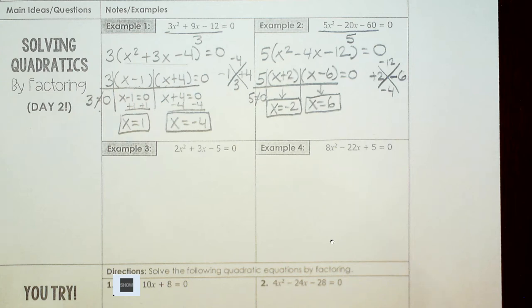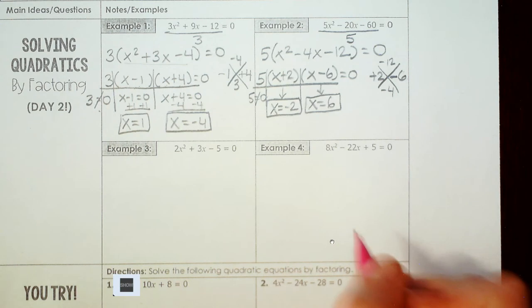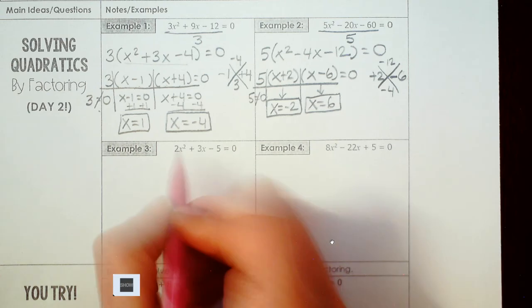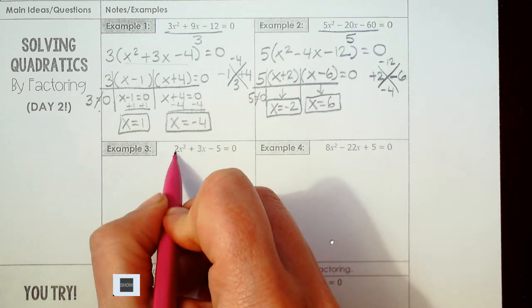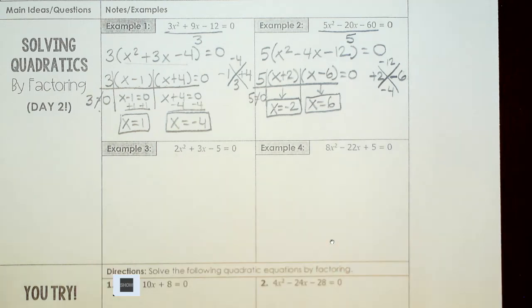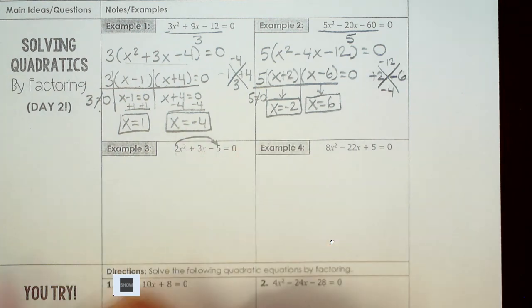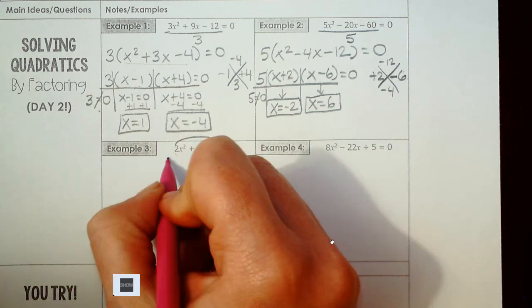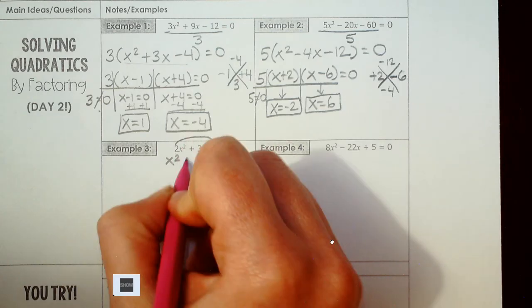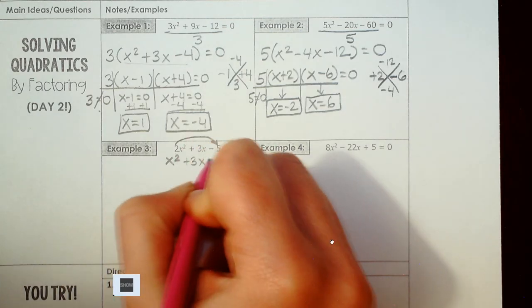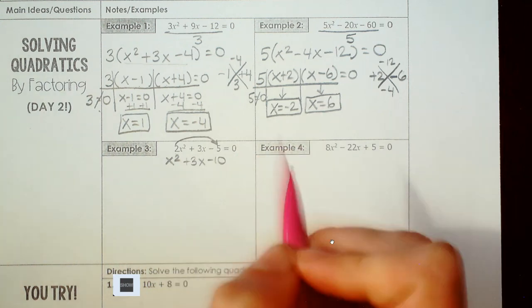All right, 3 and 4, these are the fun ones. They have a number out front, but 2 is not a GCF. All right, so here's where we're going to have to do slip and slide or AC method or bottoms up, whatever you call it. So we take 2, multiply it by the negative 5. So now we have x squared plus 3x minus 10. That's what we're going to factor.